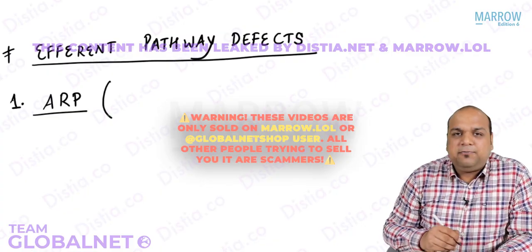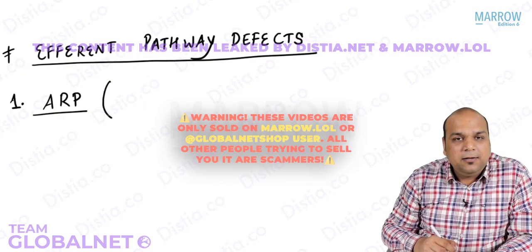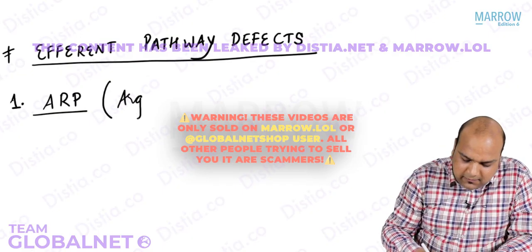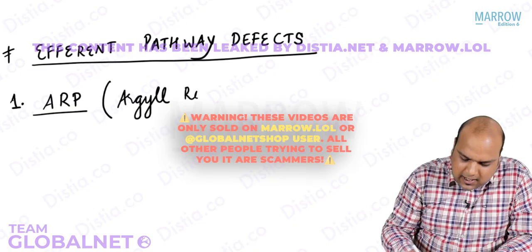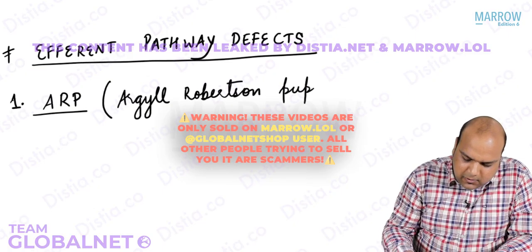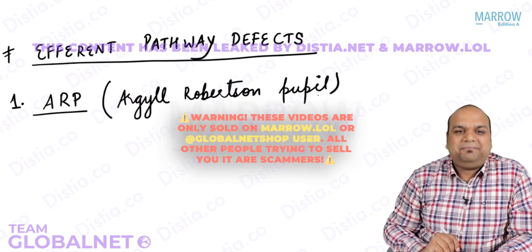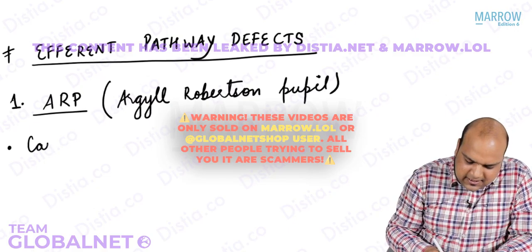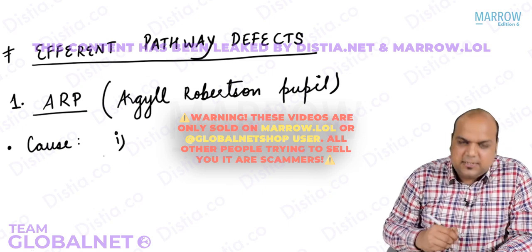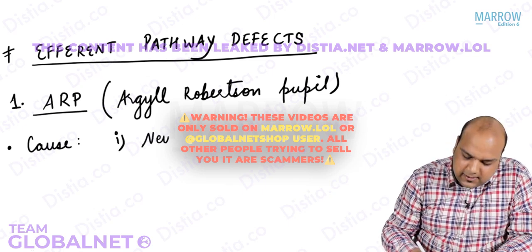In efferent pathway, the first thing that comes into mind is ARP. We have heard this name many a times. The full form is Argyll-Robertson pupil. Point number one, which diseases cause ARP? The first disease is very famous. All of us understand it.